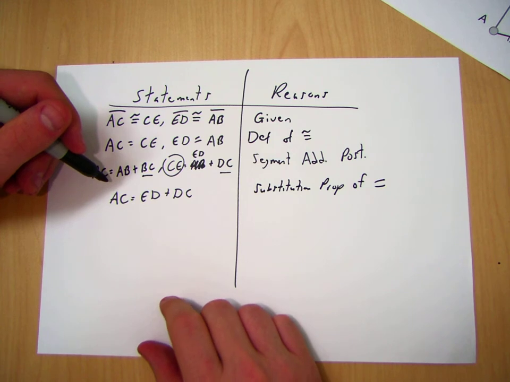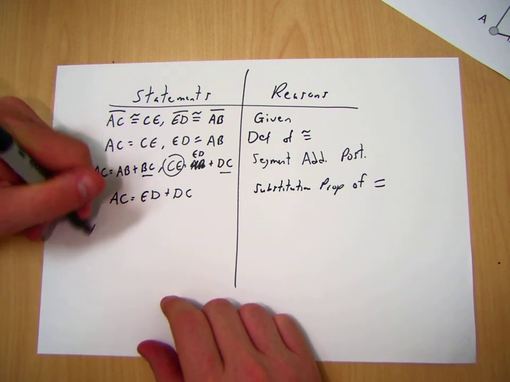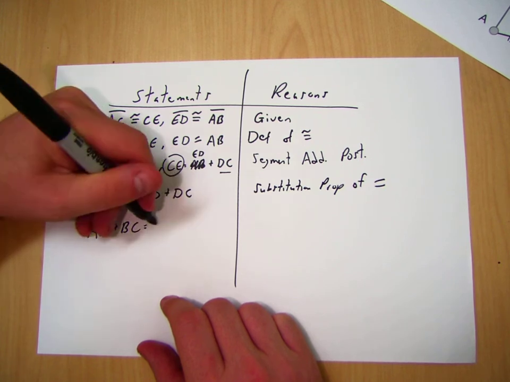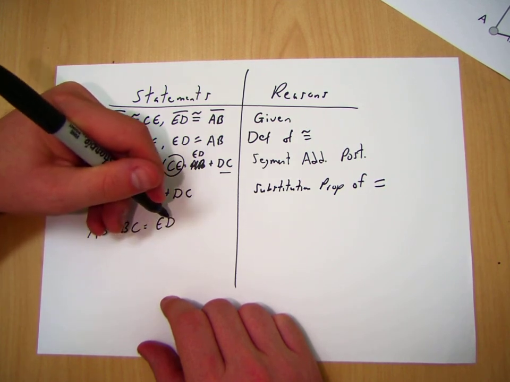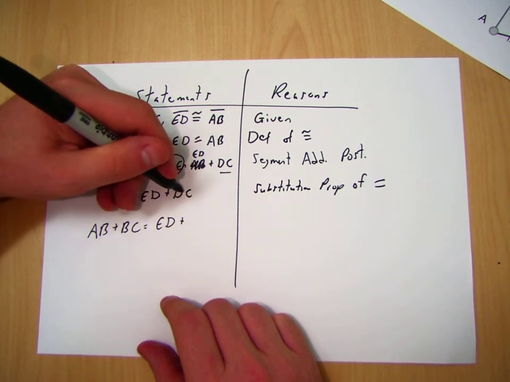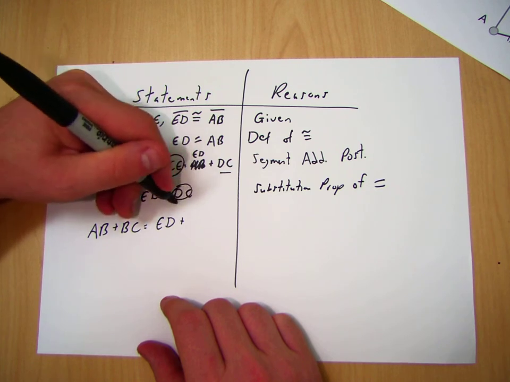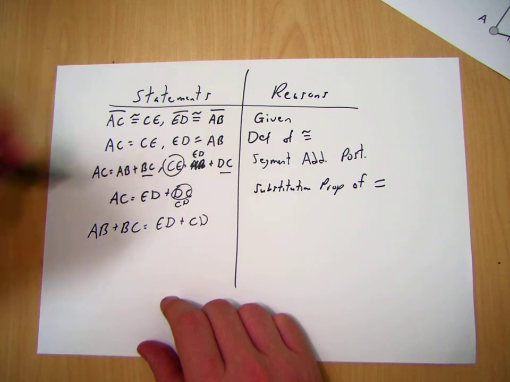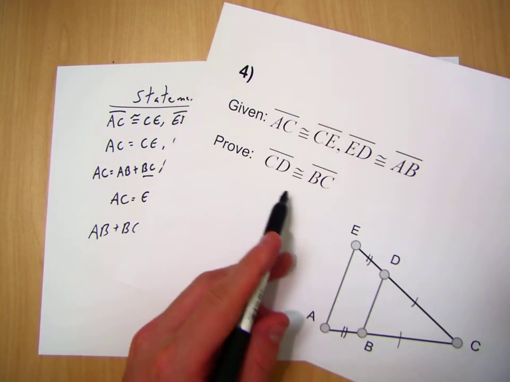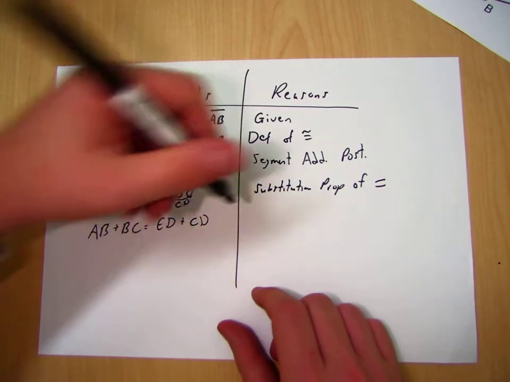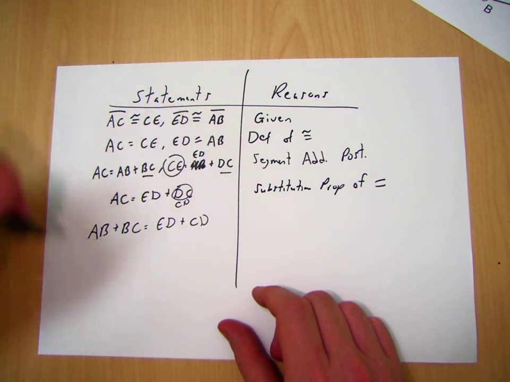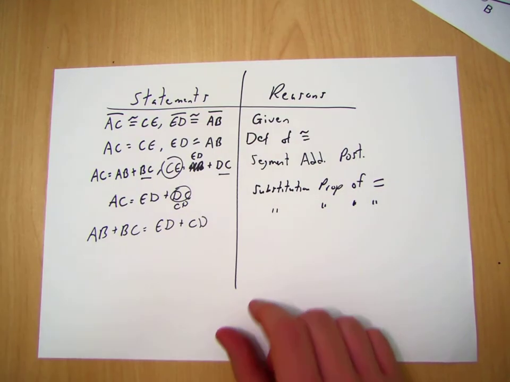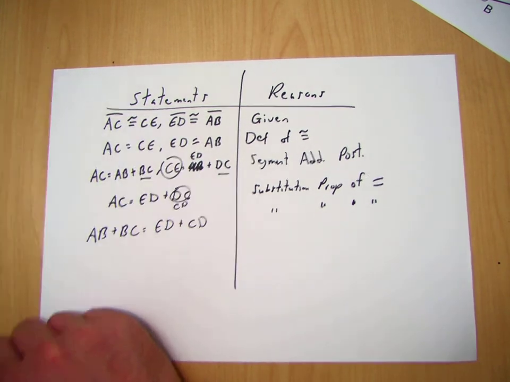Next, I can actually set these two equal. What I'm going to get here is that AB plus BC is equal to ED plus, instead of DC, I'm going to rearrange that and just call it CD. It's okay to do this. The reason I'm doing that is just so it looks a little bit more like what I want to prove. That's going to be, again, a substitution property of equality. And so I end up getting something like this.